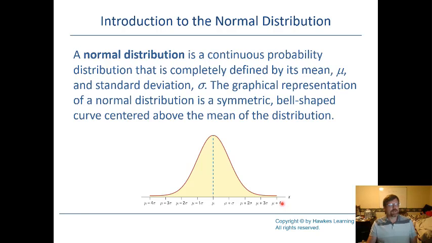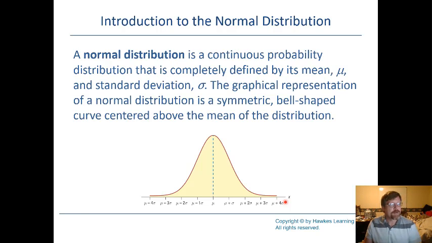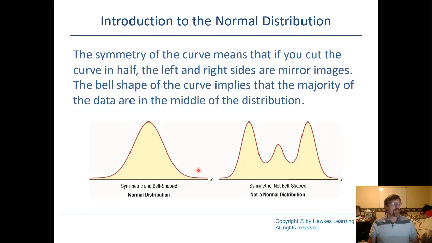It's symmetrical, so if you look at just one half, this side is identical to this side. The bell shape implies that most of the data is here in the middle. So we've got an example here where it's symmetric and bell-shaped. If we drew an imaginary line right down the center and folded it over, there wouldn't be any weird overlap. It'd be nicely symmetric.